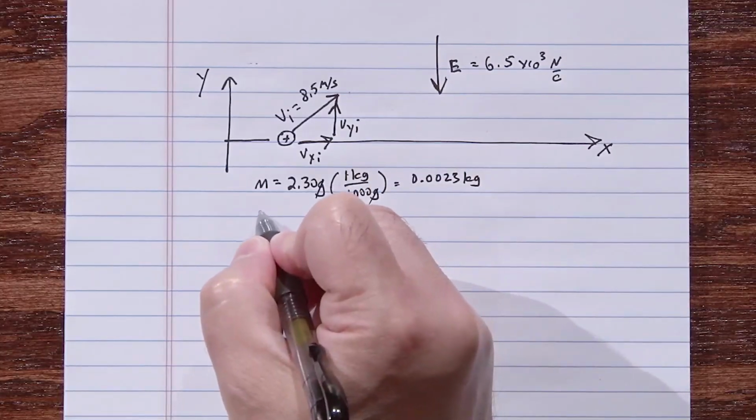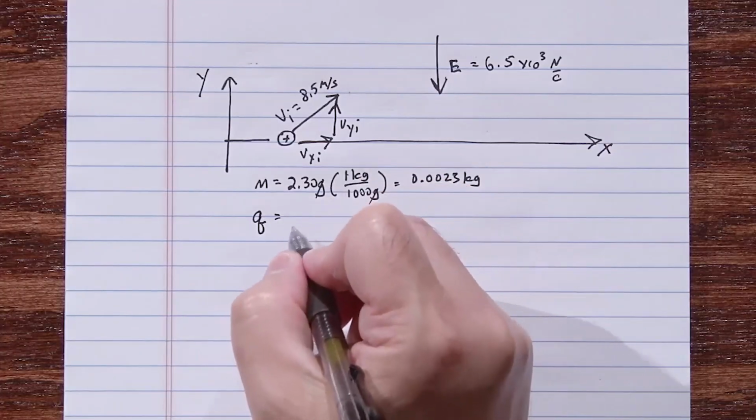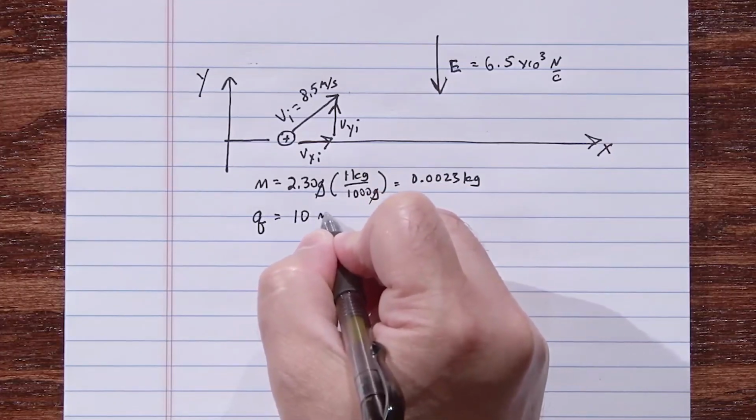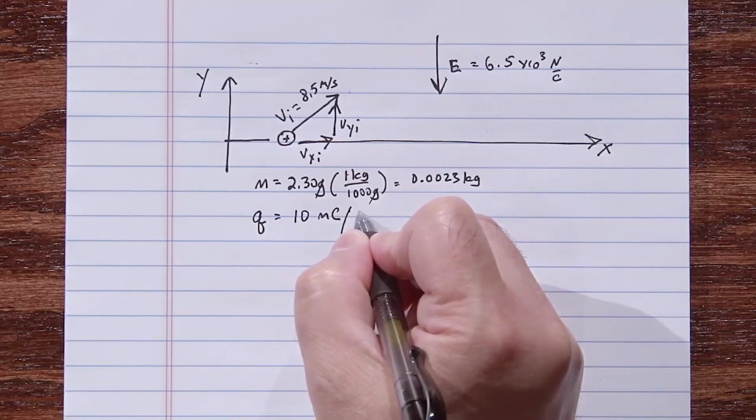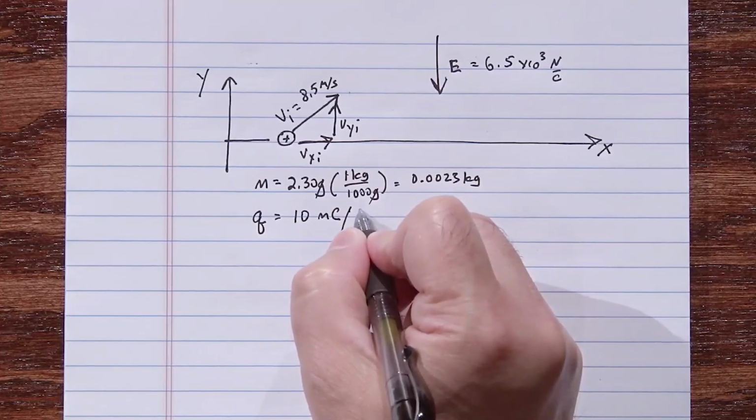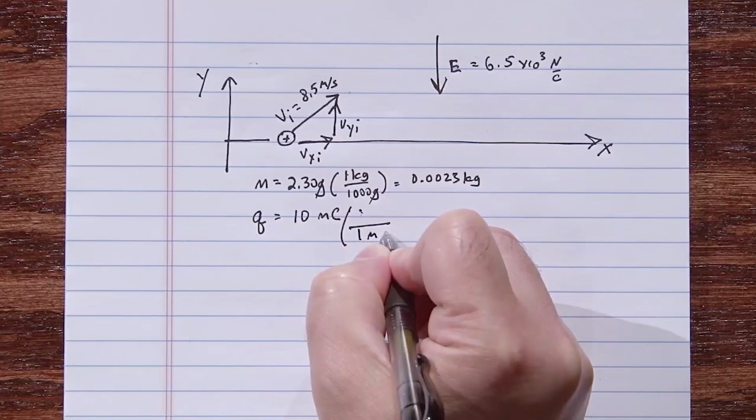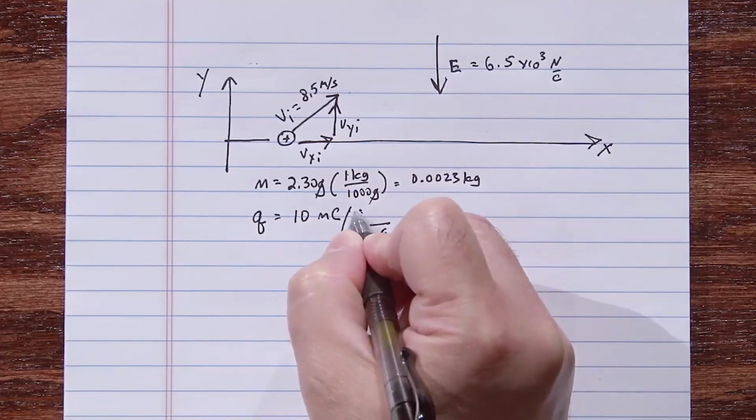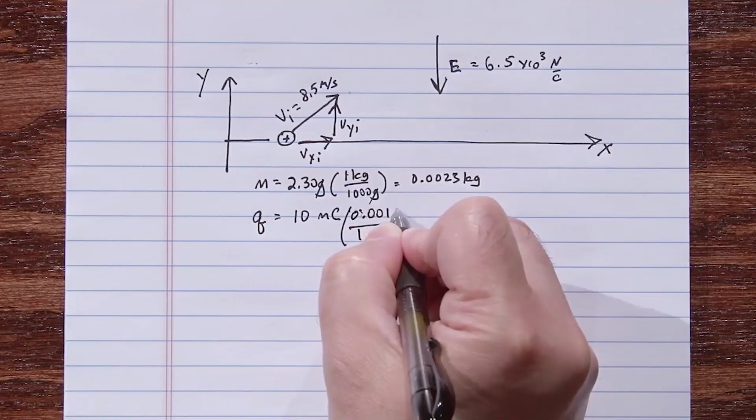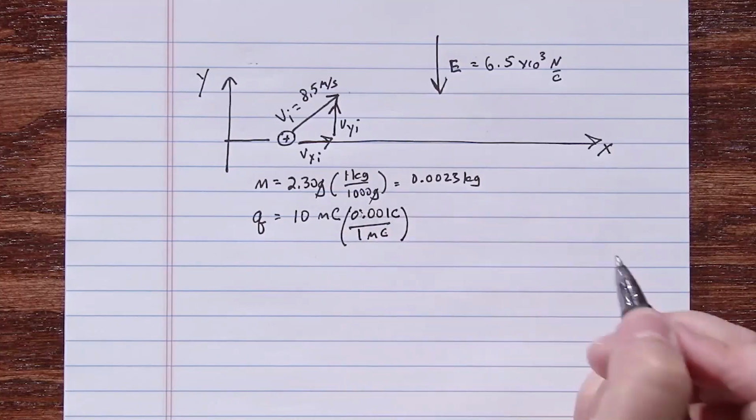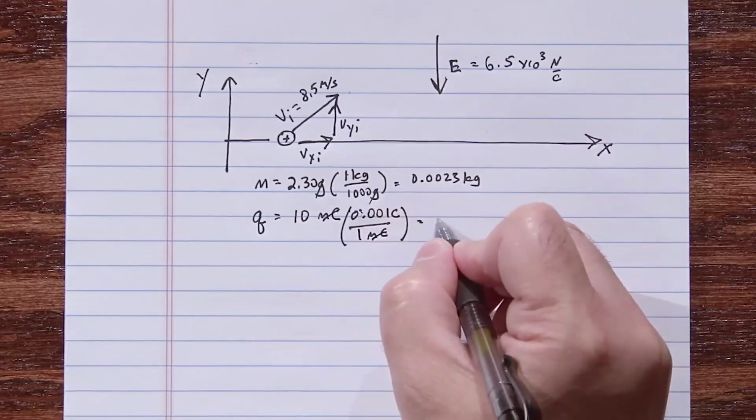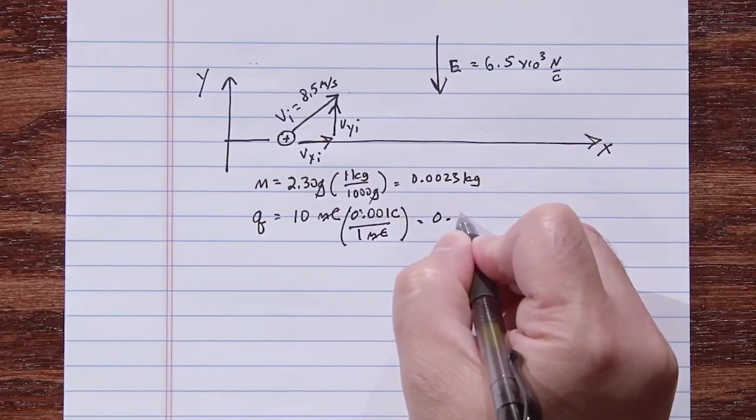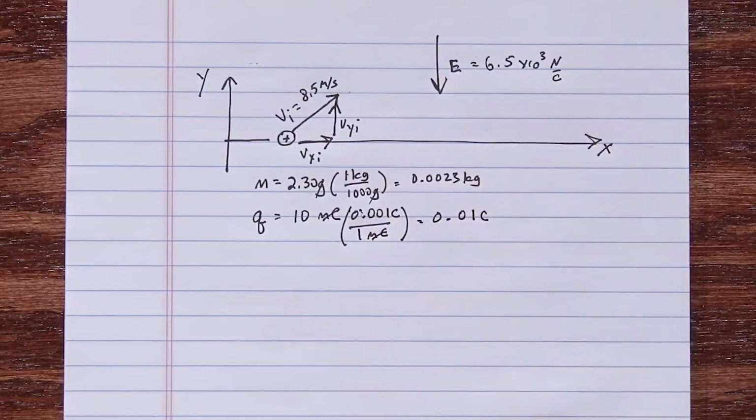And the charge is equal to 10 millicoulombs, and one millicoulomb is equal to 0.001 coulombs, or 1,000th of a coulomb. So canceling out our millicoulombs, that gives us a charge of 0.01 coulombs. Okay, let's see what else do we have here.